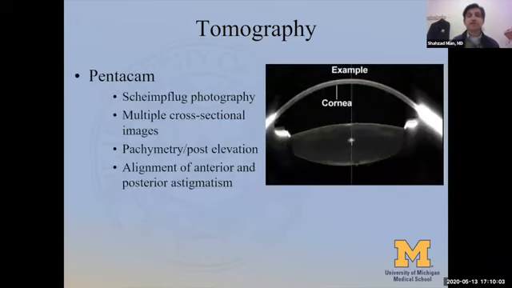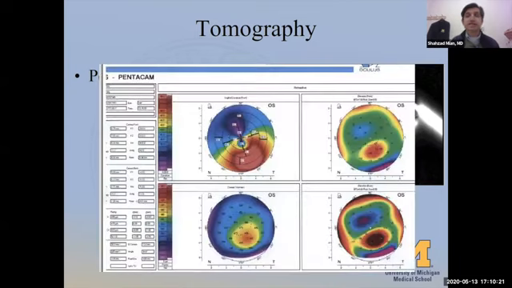Scheimpflug imaging is another way to perform tomography where these corneal images can allow us to not only obtain corneal curvature, but also corneal thickness, anterior and posterior elevation maps, and therefore predict presence of keratoconus at earlier stages. Here's just a Pentacam map showing all these findings where, on the current topography map, there's inferior steepening, there is thinning at the apex of the cornea, and there's elevation both on the anterior and posterior surfaces of the cornea.